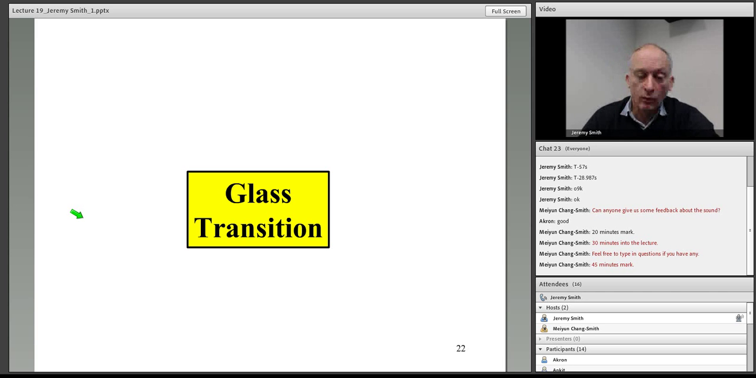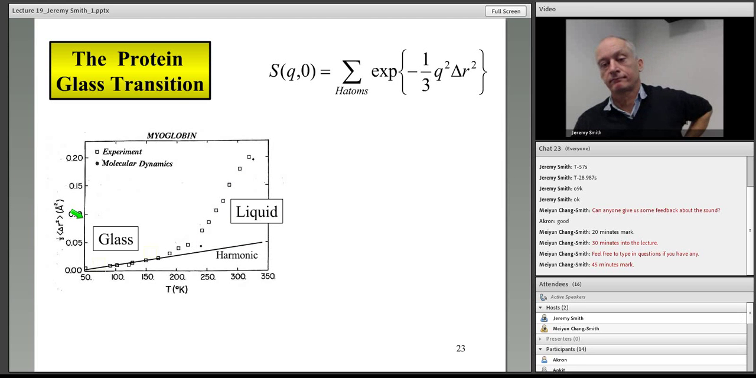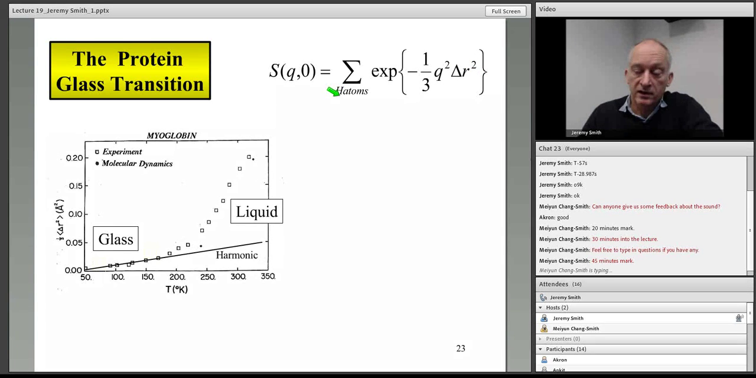I want to talk about what happens when you heat a protein up. Here's the elastic scattering. The elastic scattering is S of Q, that's the wave vector, and 0, meaning zero energy transfer. And to a reasonable approximation, it's given by this function. It's exponential to the minus Q squared delta R squared, over the H atoms. This is for incoherent scattering. Elastic incoherent scattering.